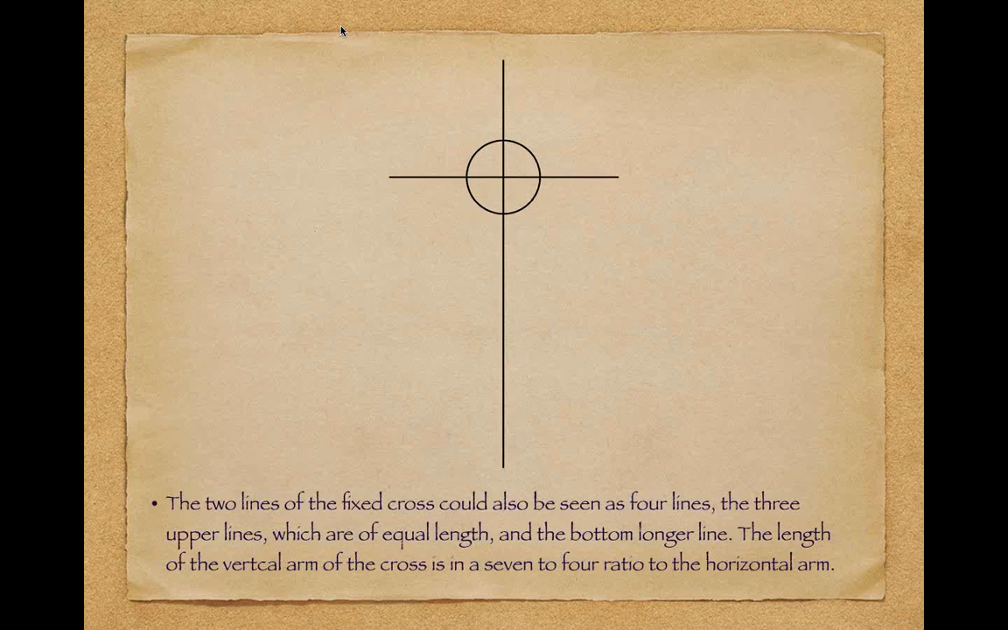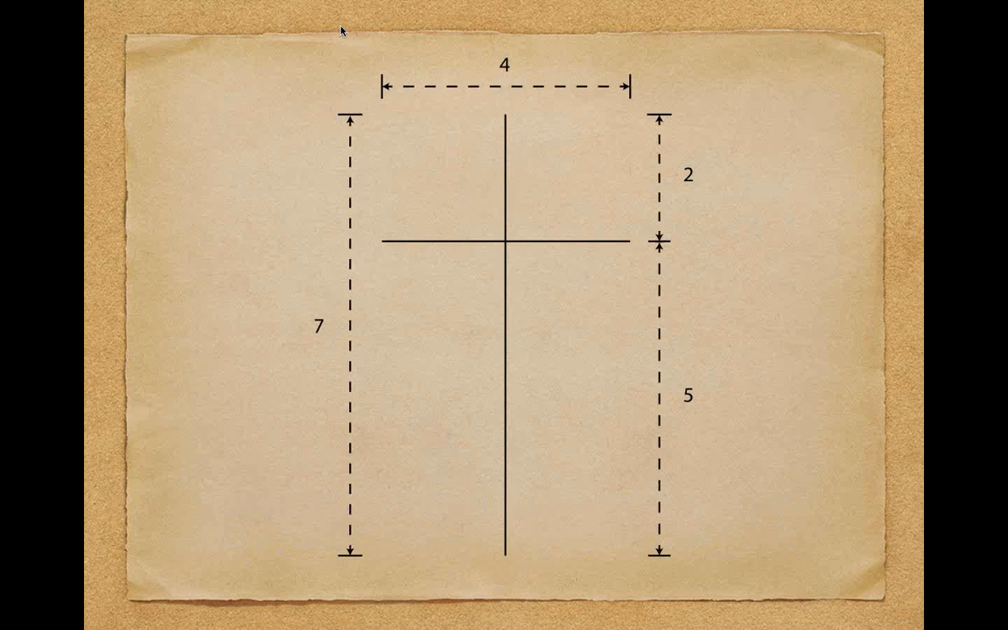The 2 lines of the fixed cross could also be seen as 4 lines, the 3 upper lines of which are of equal length and the bottom longer line. Now, I too assumed that the bottom section was twice the length of the upper ones. But I recreated this cross in a program that allows for precise measurement, wherein I discovered that the length of the vertical arm of the cross, which is illustrated in Discipleship in the New Age, is in a 7:4 ratio to the horizontal arm. For you theosophists, this has instant significance.